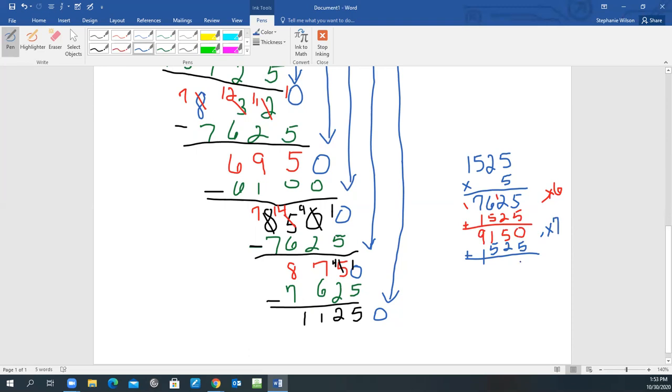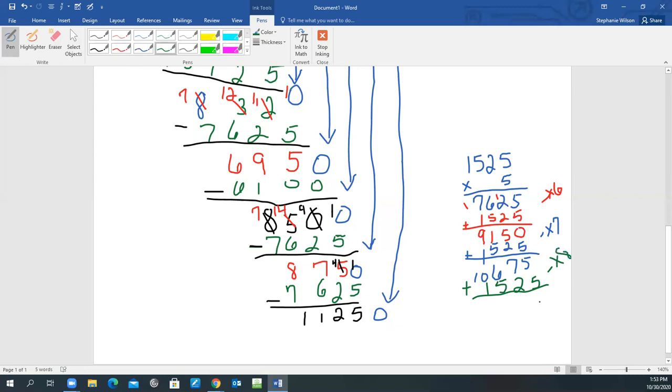Okay, so 0 plus 5 is 5. 5 plus 2 is 7. 1 plus 5 is 6. 9 plus 1 is 10. Okay, I believe this is going to be the one we're going to work with, but I want to show you what I meant. So if I wanted to go another step and add one more set, it'd be times 8. All right, so this would be times 8.